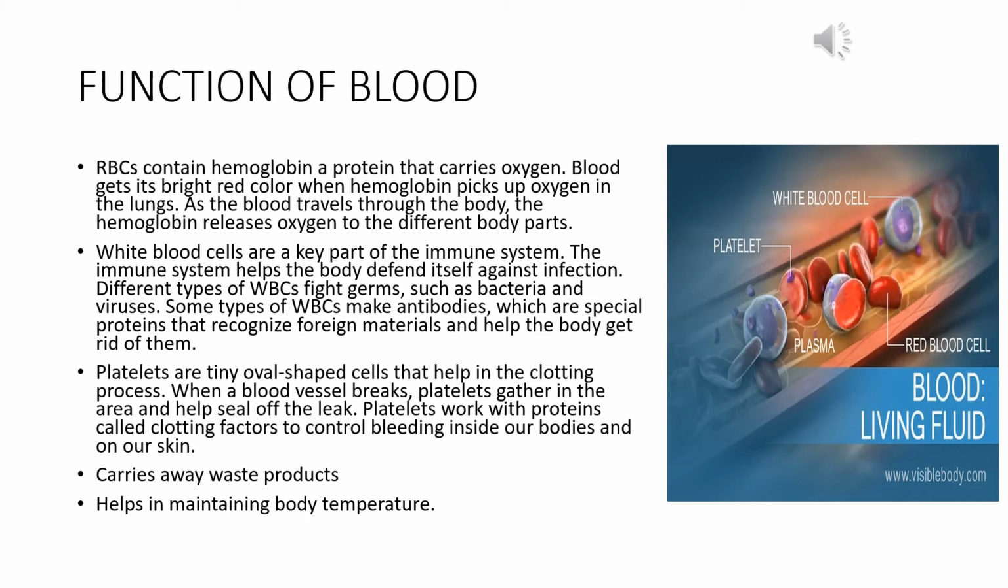What is the immune system? The immune system is the system of our body that protects our body from external germs, viruses, bacteria, etc., external infection. So the immune system helps the body to defend itself against infection. Different types of WBCs fight germs such as bacteria and viruses. Some types of WBCs make antibodies, which are special proteins that recognize foreign materials and help the body get rid of them. Then there are platelets.